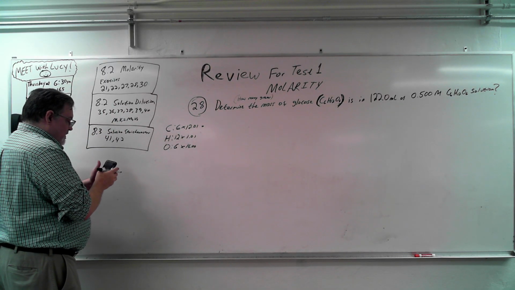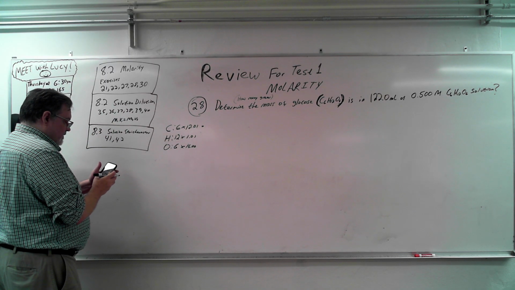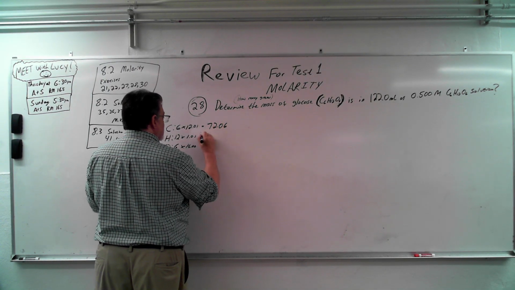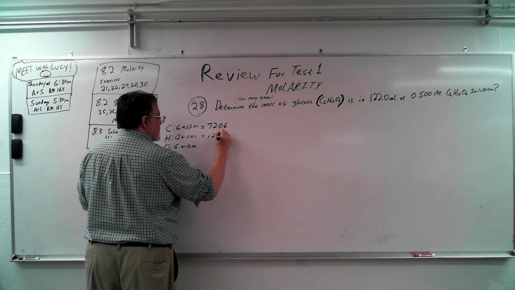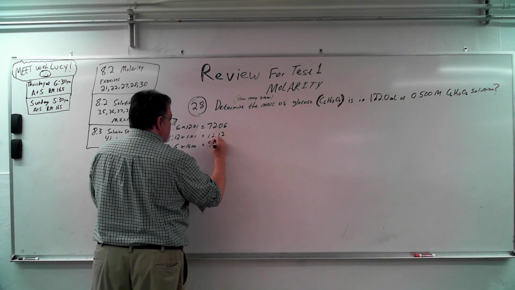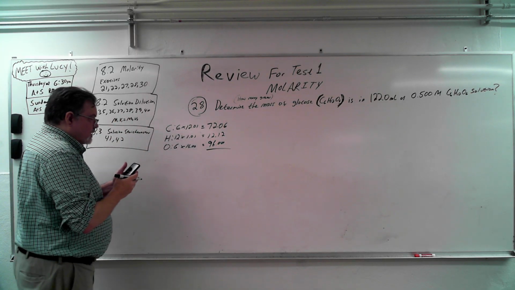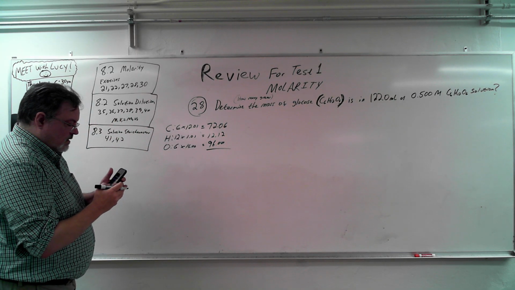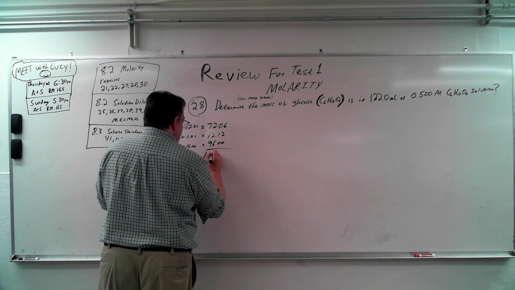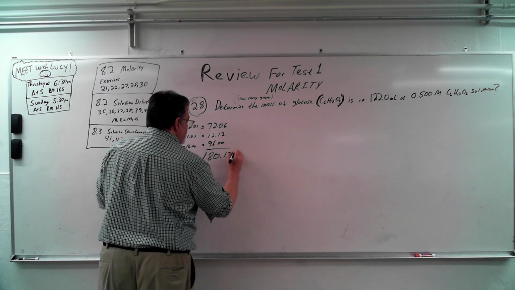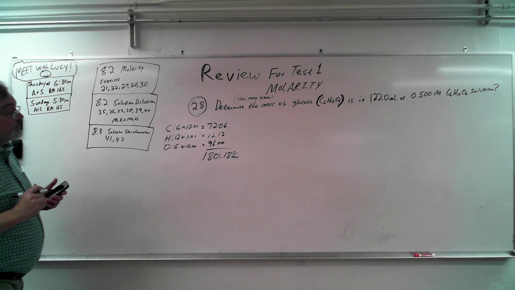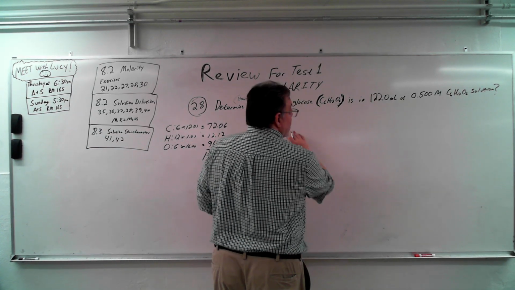6 times 12.01 is 72.06. This is going to be 12.12. 16 times 6 is 96. So we're going to need that gram per mole. Okay, another thing is, well, let me go ahead and do this.